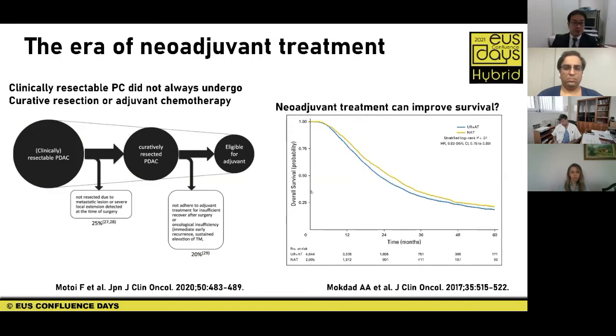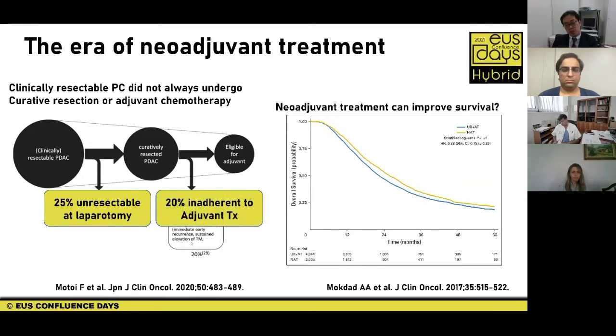And as I talked about in the first part, we are in the era of neoadjuvant treatment because when we diagnose resectable pancreatic cancer on CT scan, there are 25% of undetectable disease at laparotomy. And then after resection, we have to give adjuvant chemotherapy. But in 20%, the patient cannot tolerate adjuvant chemotherapy because of the invasive pancreatic surgery. So the patients in this 25% and 20% cannot have an ideal management of pancreatic cancer. So we are moving forward to neoadjuvant treatment. When we give chemotherapy before surgical resection, the patient can tolerate chemotherapy very well, and also we can avoid unnecessary surgery when there's early disease progression.